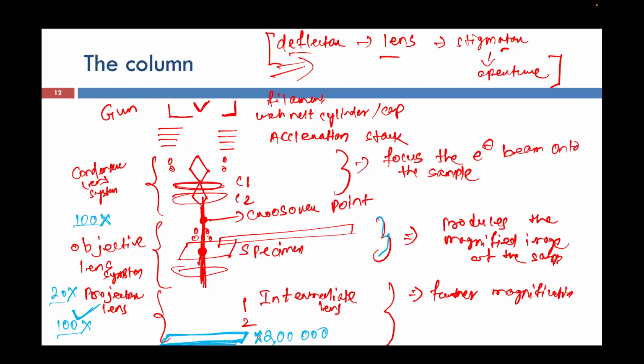Even though the resolution is high, we do not use one lens, because that will create lots of aberrations. That is why we use different sets of lenses, which take us to extremely high magnifications.